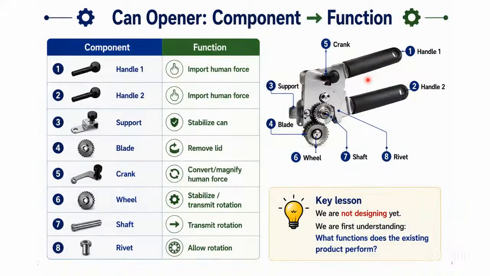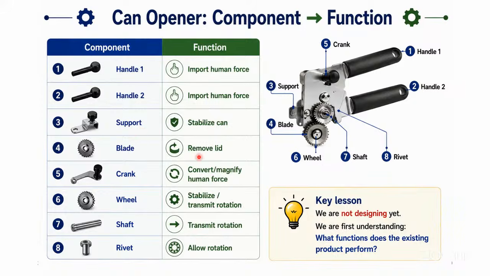So in the can opener, there are different components. For those components, you have found out what the function is. Handle 1 imparts human force. Handle 2 also imparts human force. Then you have the support component that stabilizes the can. Then you have the blade that removes the lid.